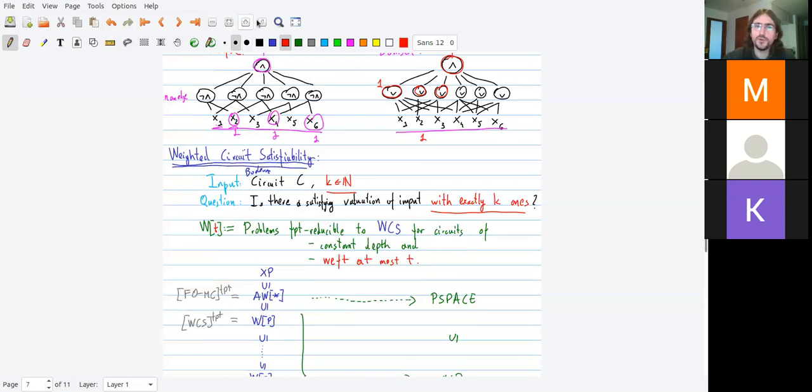And the class W[t] essentially stands for problems that are FPT reducible to this weighted circuit satisfiability for certain classes of circuits, for a certain complexity measure of circuits. So formally, and I would like not to go into the details here, W[t] consists of all the problems that can be reduced to weighted circuit satisfiability that have circuits of this kind, where the depth is bounded by some constant. In this case, the depth was free. And the t stands for what's called the weft of the circuit.